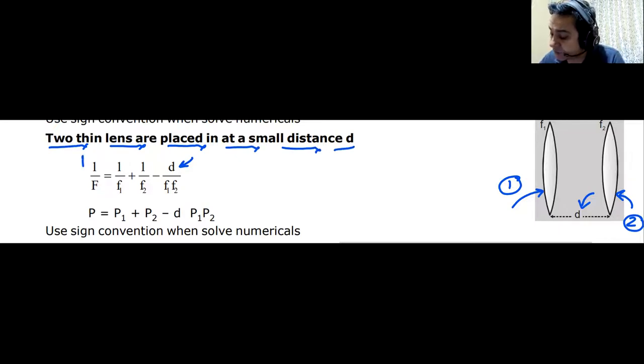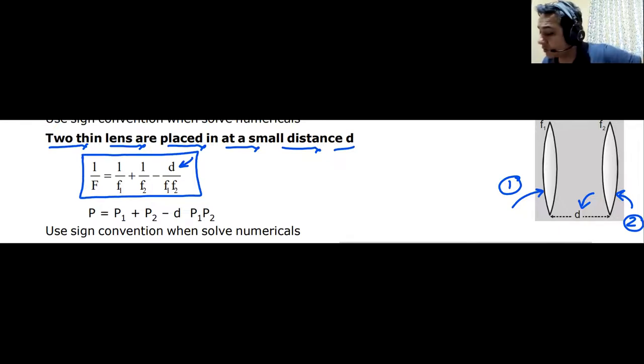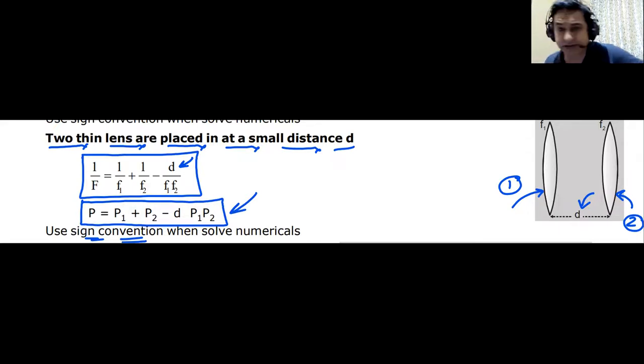In that case, the formula of 1 by f becomes 1 by f will be equal to 1 by F1 plus 1 by F2 minus d upon F1 F2, or the formula of power becomes P1 plus P2 minus d times P1 P2. Remember, sign convention has to be used. If the lens is convex, it is positive. If the lens is concave, it is negative. Do we understand this?